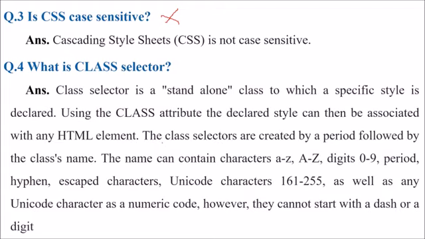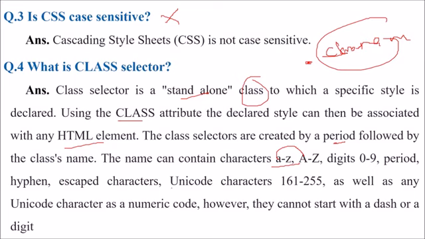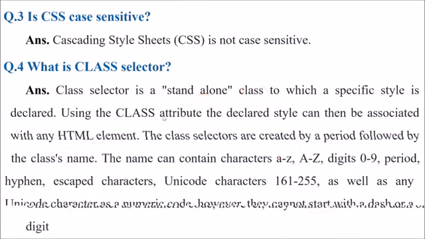And the naming scheme is also important. The name can contain characters A to Z, capital A to capital Z, then digits, period, hyphen, and escape characters, Unicode characters 161 to 255, as well as any Unicode character as a numeric code. But there is a catch. They cannot start with a dash or a digit. No, it is not allowed.